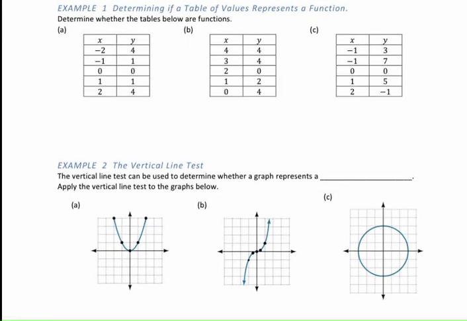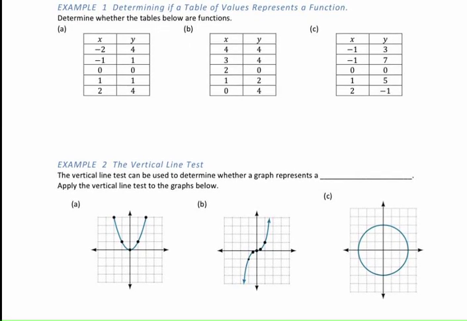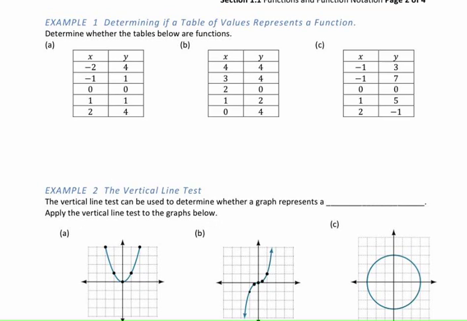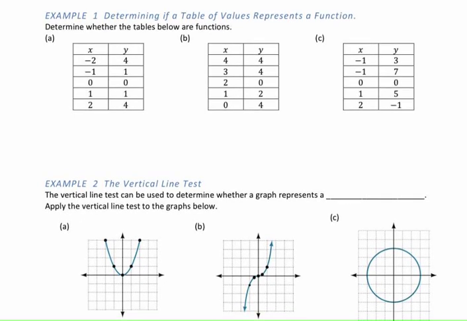So let's discuss determining if a table of values represents a function. Determine whether the tables below are functions. So let's look at A. -2 leads to 4. -1 leads to 1. 0 to 0, 1 to 1, and 2 to 4.